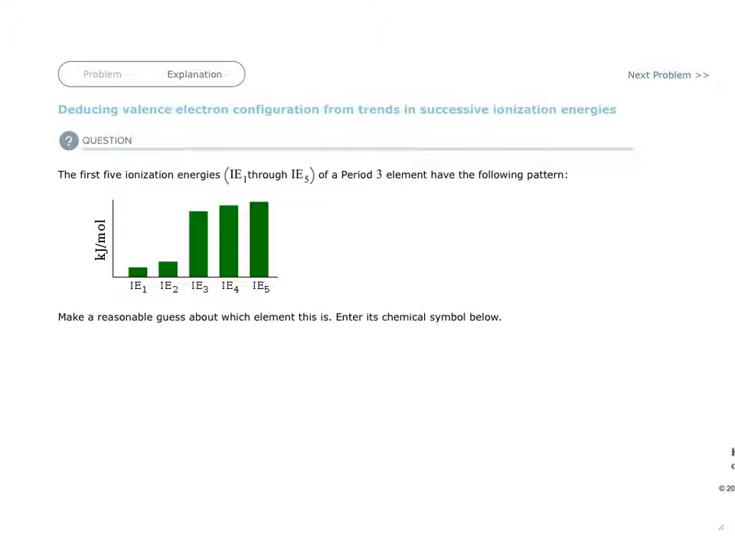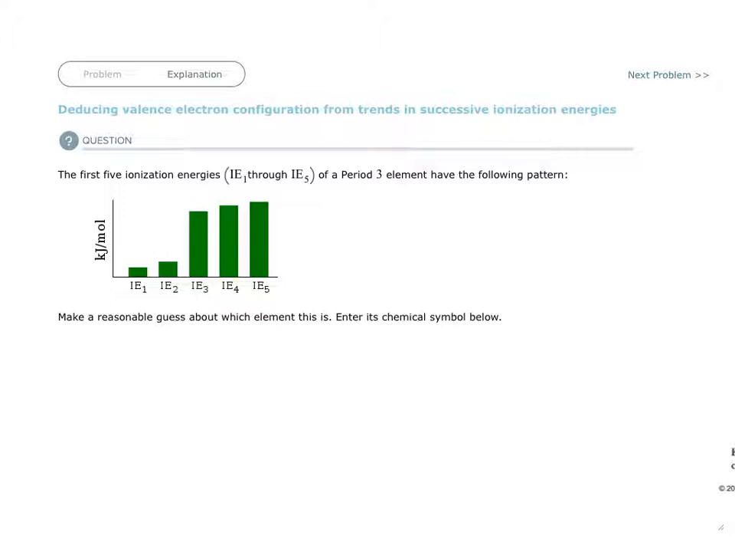I like this question. It says the first ionization energies of a period 3 element have the following pattern. Okay, so let's see. We'll look at the periodic table in a second. The first one's cheap. The second one is cheap, not real expensive. The third one's very expensive, and then even more.